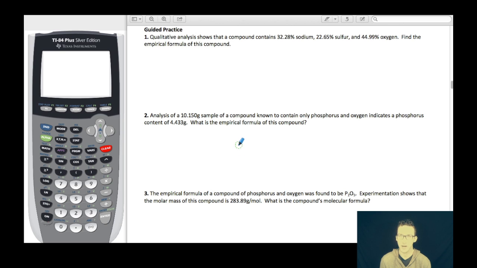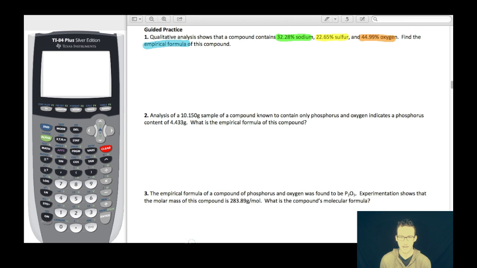Alright, let's do some quick practice problems. It says qualitative analysis shows that a compound contains 32.28% sodium, 22.65% sulfur, and 44.99% oxygen. Find the empirical formula of this compound.